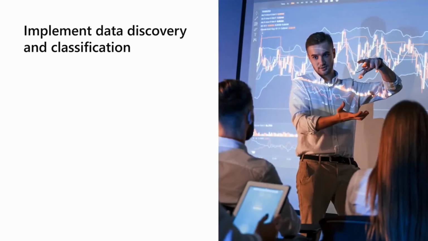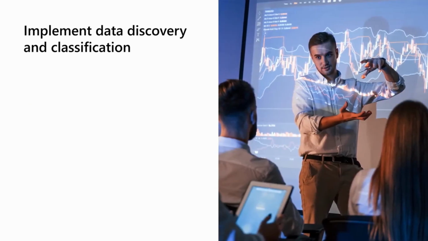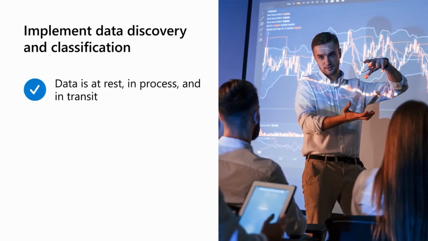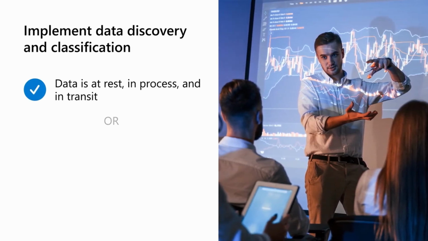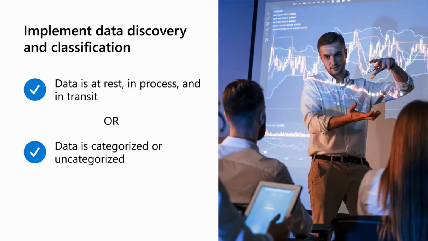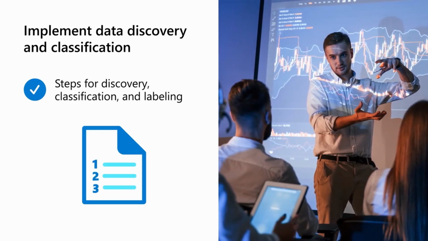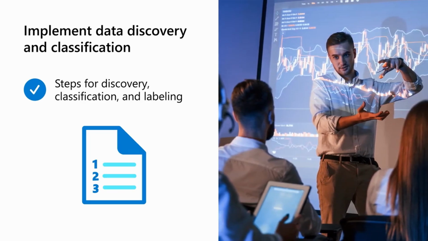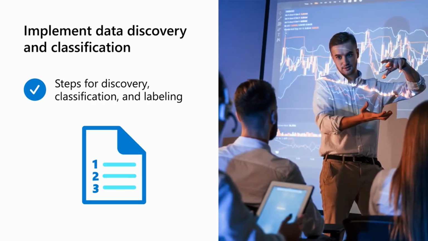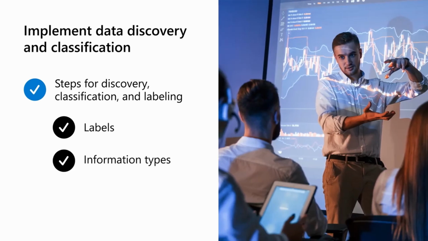Here, you majorly focused on how to implement and configure these features and services for the security of your database. You focused on implementing data discovery and classification, where you learned how data is at rest, in process, and in transit, as well as structured or unstructured. You also learned the steps for discovery, classification, and labeling by exploring two metadata attributes, labels and information types.